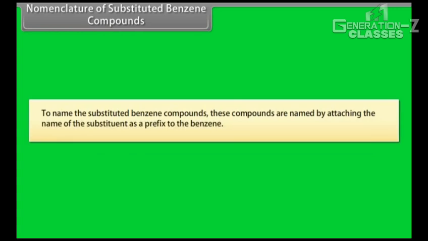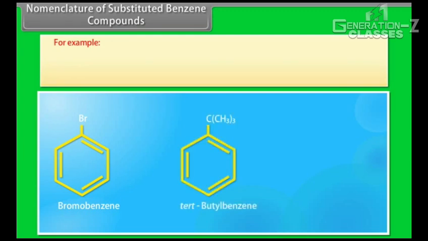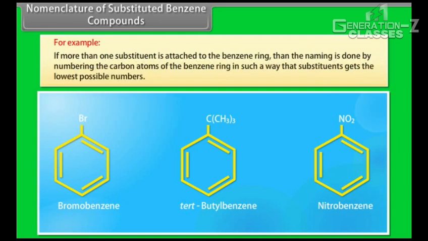Nomenclature of substituted benzene compounds. Substituted benzene compounds are named by attaching the name of the substituent as a prefix to the benzene. For example, bromobenzene, tert-butylbenzene, nitrobenzene. If more than one substituent is attached to the benzene ring, then the naming is done by numbering the carbon atoms of the benzene ring in such a way that substituents get the lowest possible numbers.